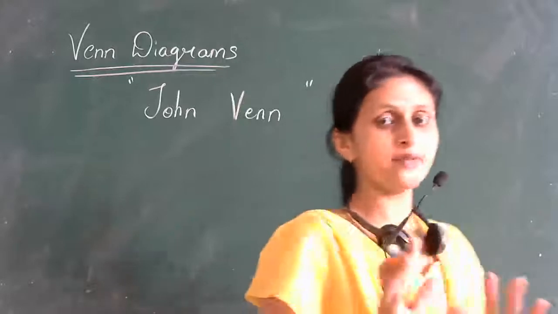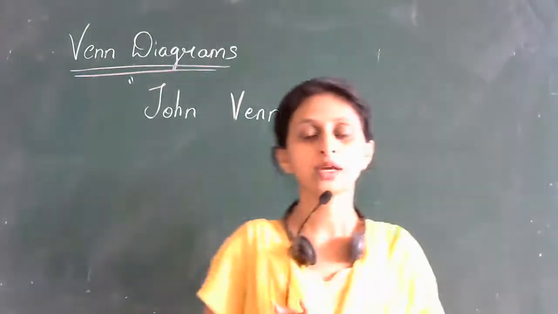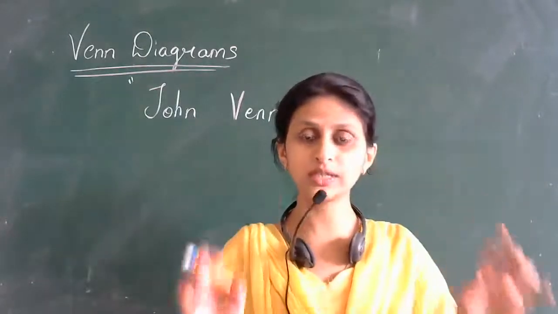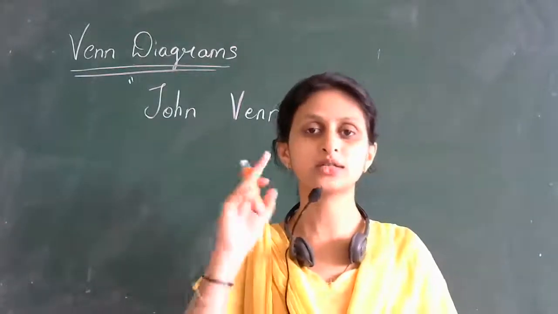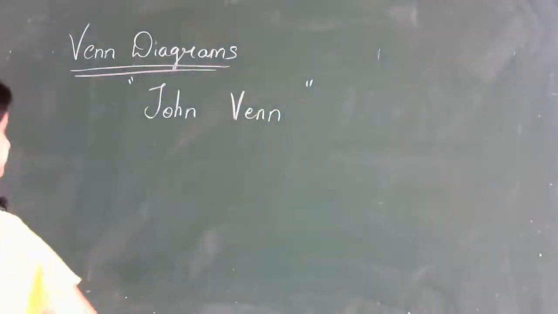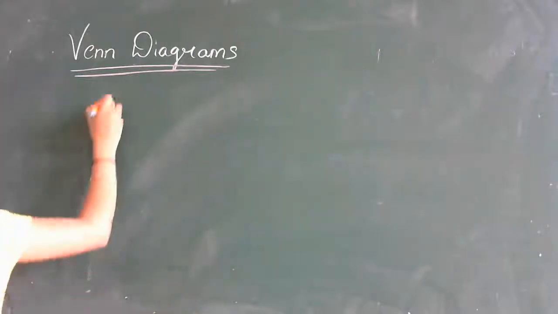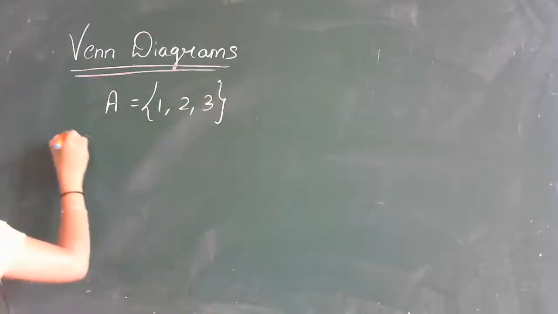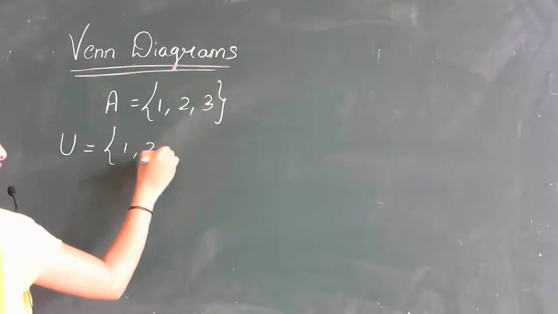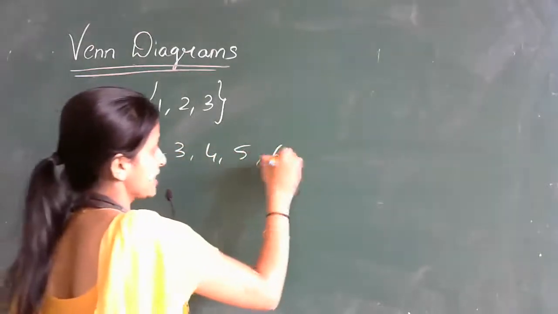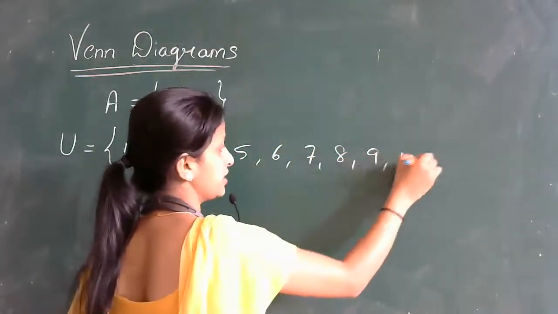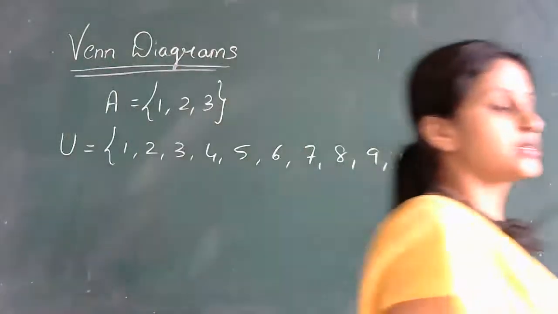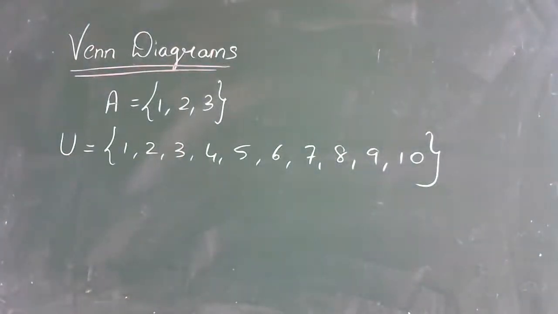So these Venn diagrams have certain protocols, students. What are those protocols? They consist of rectangles and circles. Rectangles will represent the universal set and circles will represent the subsets. Let us take one example and understand. Suppose we have set A equal to {1, 2, 3}. And suppose we have the universal set, say {1, 2, 3, 4, 5, 6, 7, 8, 9, 10}. So suppose this is my set A, 1, 2, 3, and the universal set contains elements 1 to 10.